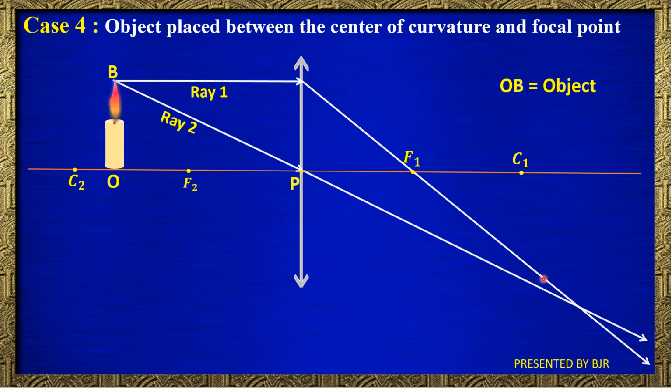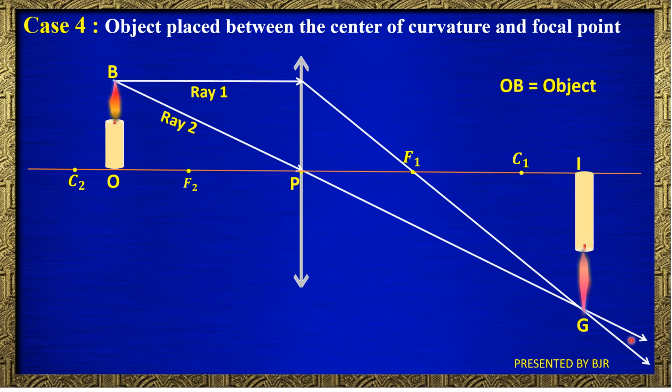This one is the first refracted ray and this one is the second refracted ray, and these two refracted rays are crossing or intersecting themselves. That means at this point, the image of point B is formed here. Okay, so image of point B is formed here. So the image of the whole object will be formed here. That's all. This is the position of the image.